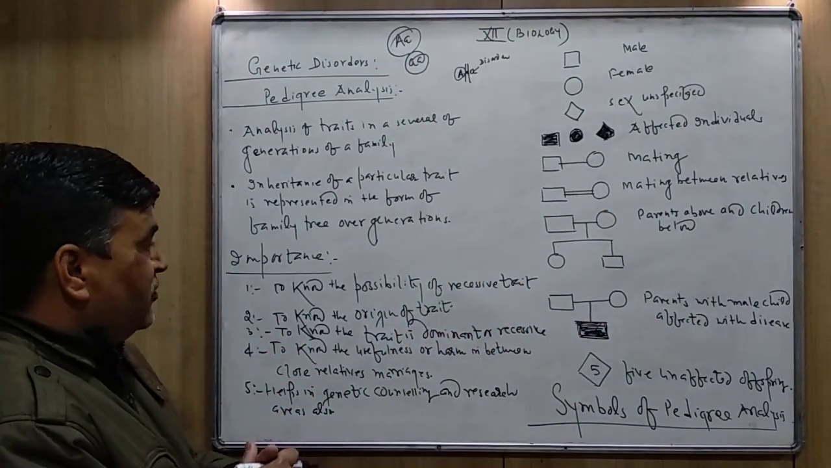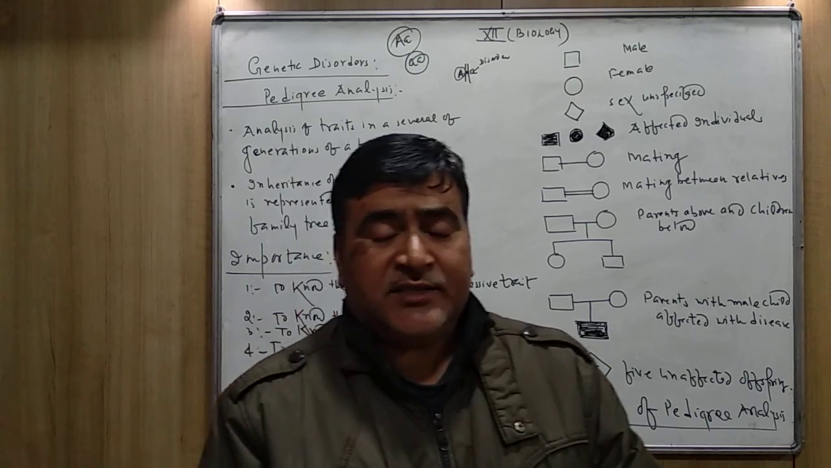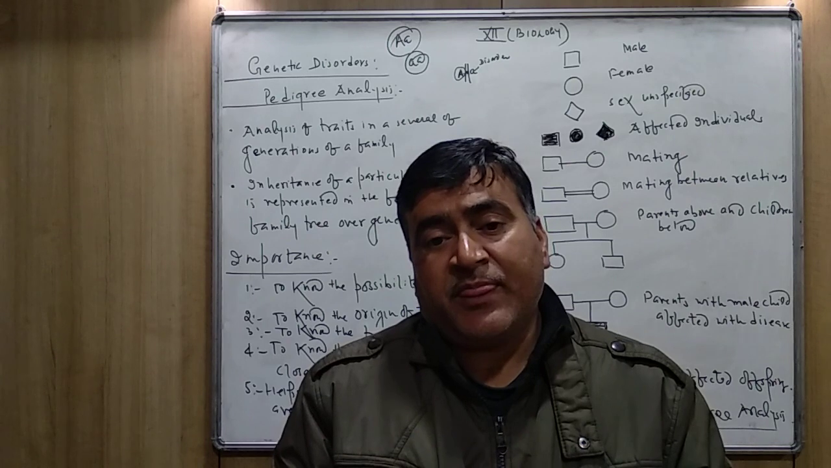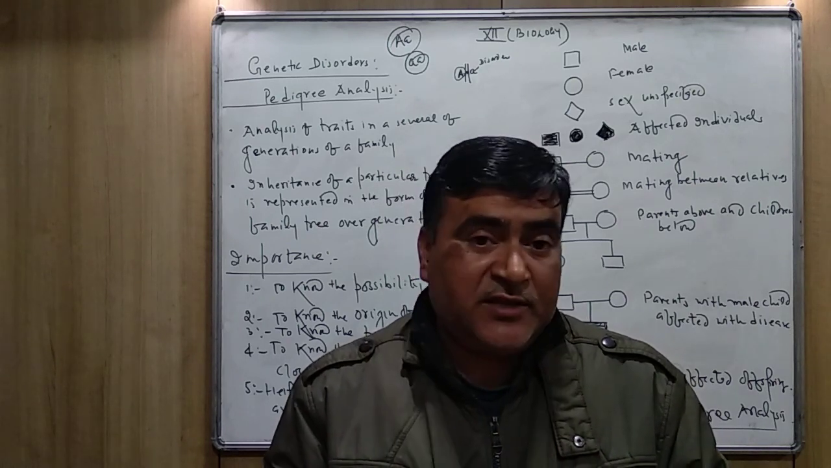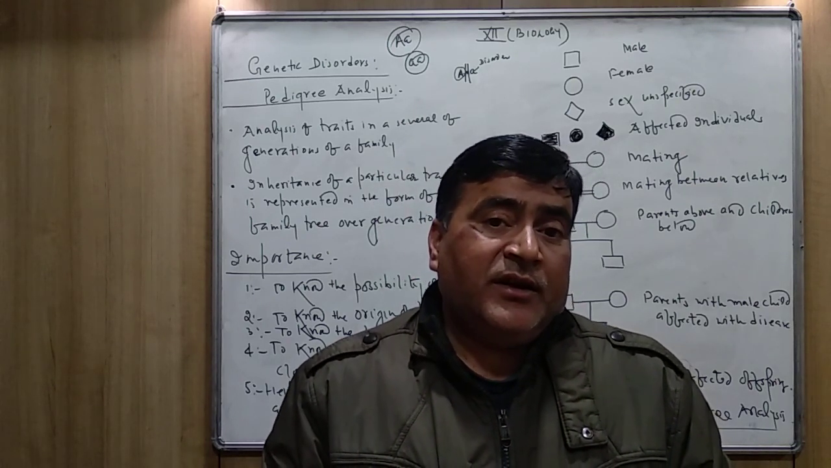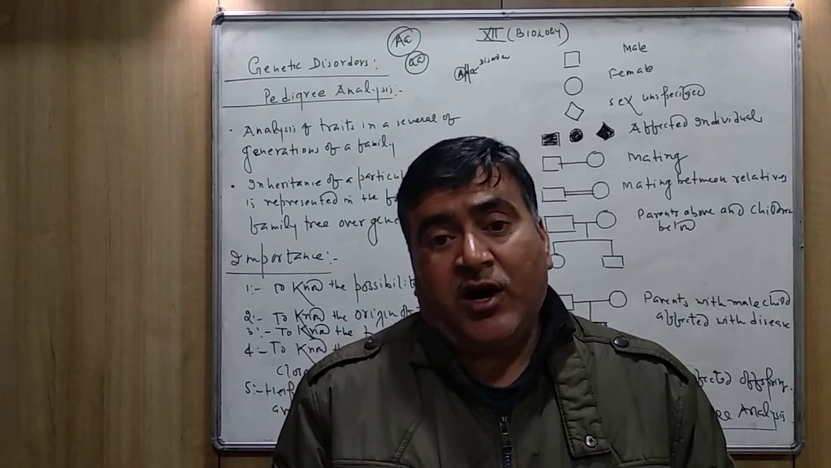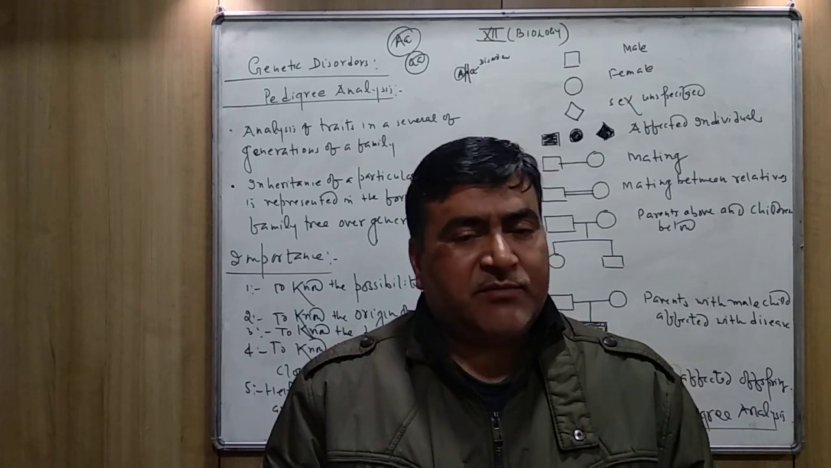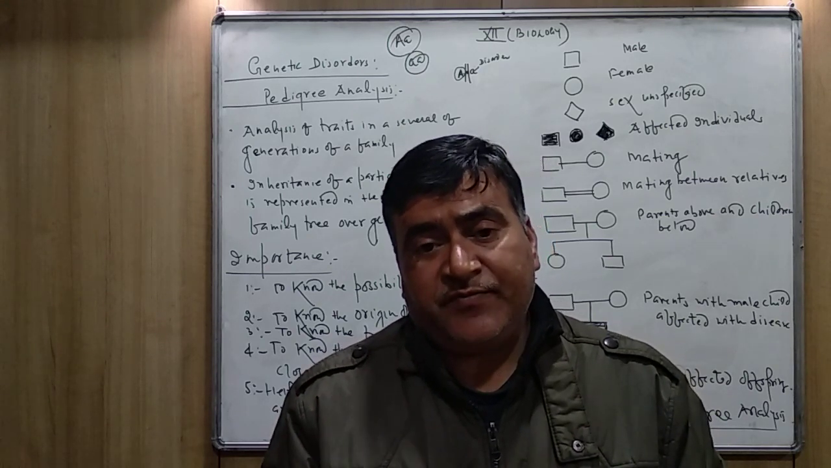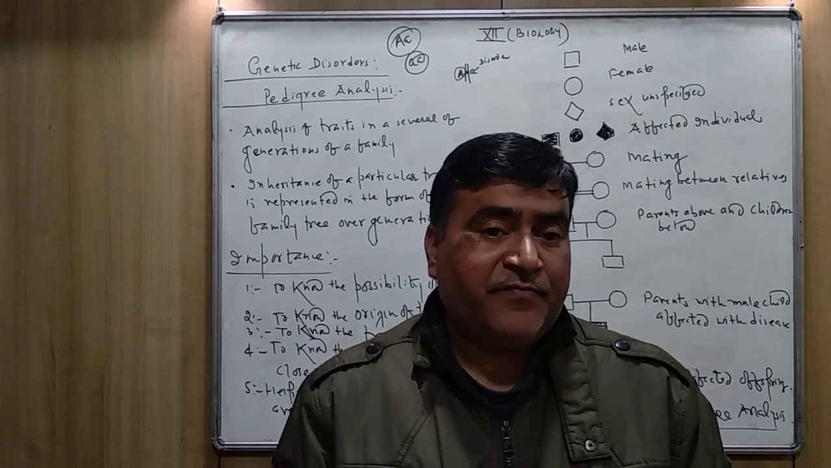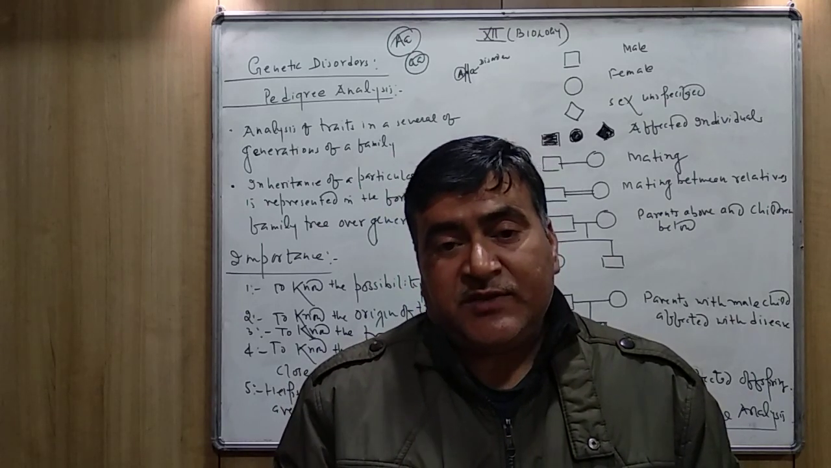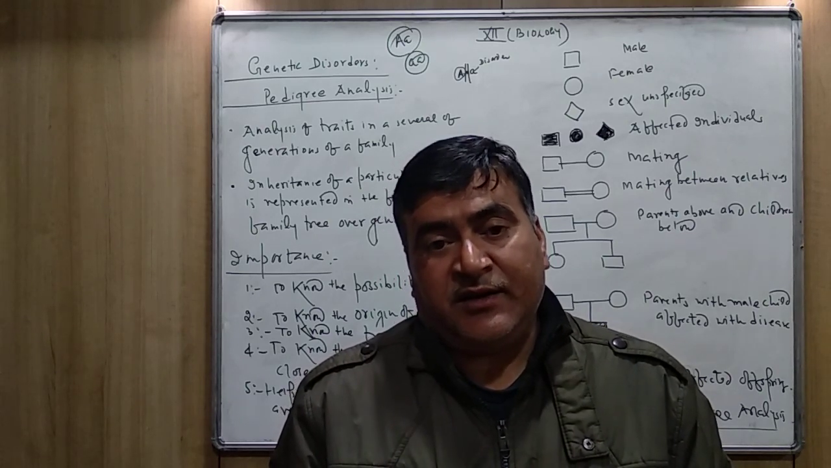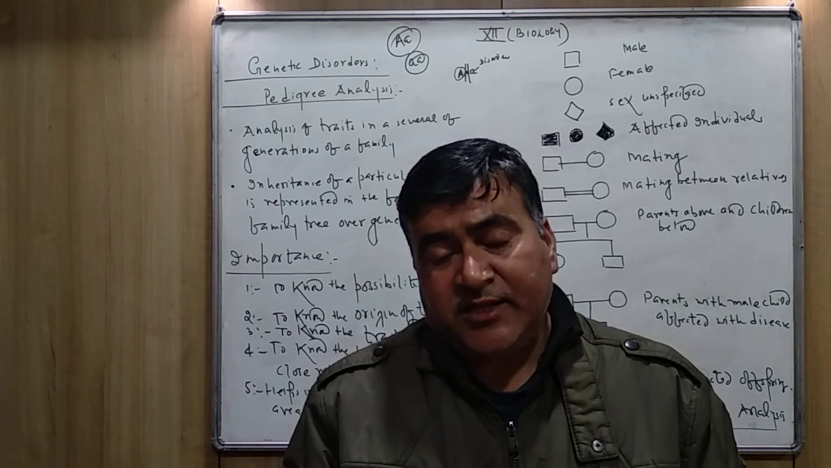The third, to know whether the trait is dominant or recessive. Through the pedigree analysis, we will also get to know whether the trait is dominant or recessive. If it is dominant, most of the offspring will be sufferers. If it is a recessive trait, some of the individuals will have the problem, and the condition, as I told you, is when both alleles are in the homozygous state.